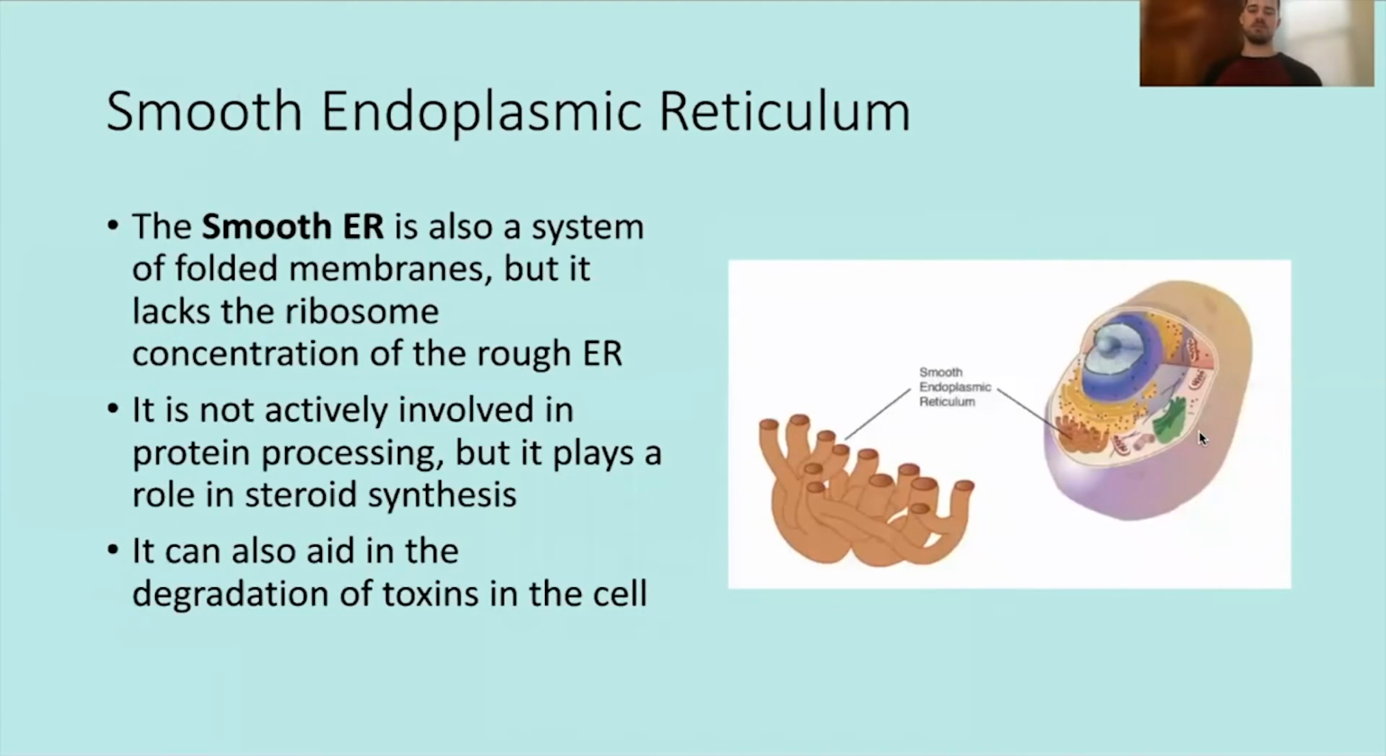The smooth endoplasmic reticulum, you can see it looks a little bit different. It's still the same thing. It's just a system of membranous sacs, basically. It's folded membranes, excuse me, but it does lack the ribosome concentration of the rough ER. Because it doesn't have ribosomes, it's not actively involved in protein processing, but it does play a role in steroid synthesis, for example, in the gonads, and it can also aid in the degradation of toxins in the cell. So smooth ER in liver cells will help purify the toxins in that cell. And you can see they're right next to each other, same membranes, just there are no ribosomes on the smooth ER.